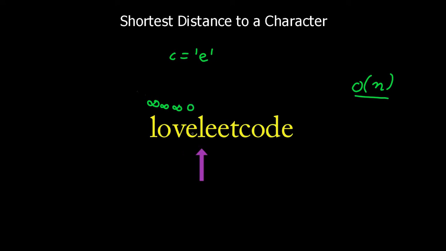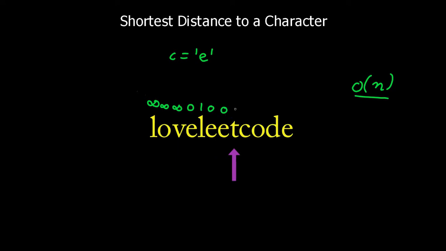Again I move to the right, and if E is 0 distance away from E, then it means that L is 0 plus 1, that is, it has a distance of 1 unit from E, and yes, we can see that it makes sense. Again we move to the right. Again the same logic applies. This is the character that we are looking for itself, and therefore for this index we have 0.